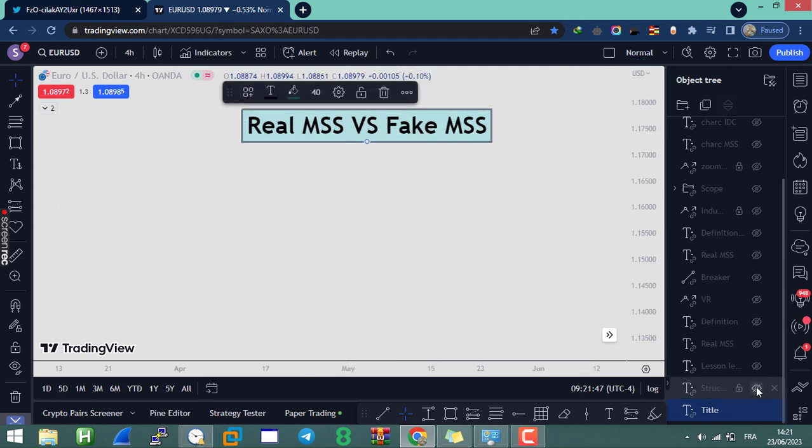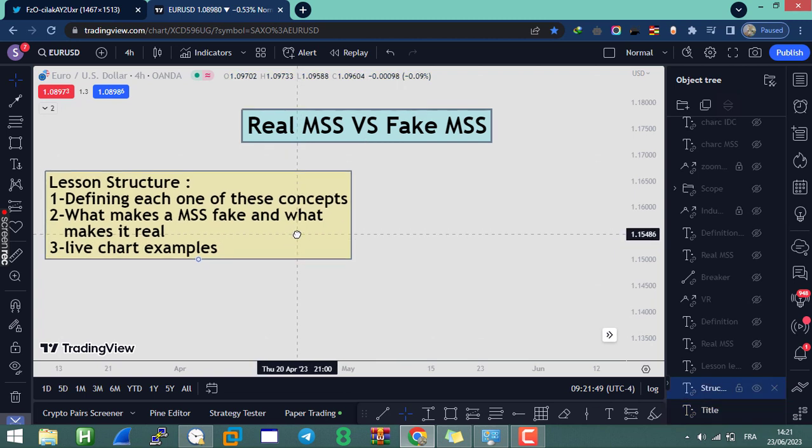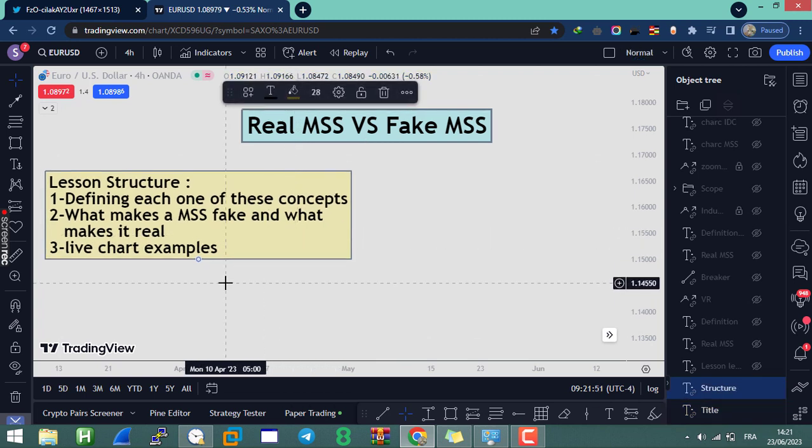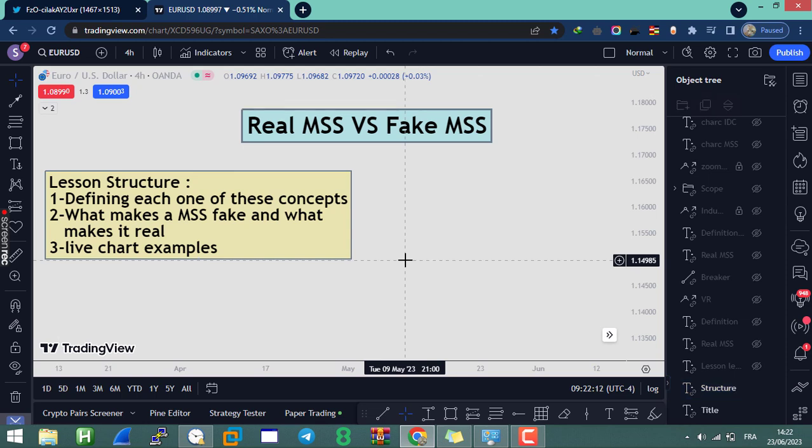So the structure of this video is going to be like this. First of all, we're gonna define each one of these concepts. Then we're gonna know what makes a market structure shift fake and what makes it real. So we're gonna talk about the characteristics of each one of them. And the last one, and the most important one, is I'm going to show you live chart examples, guys. So how does it look in the chart?